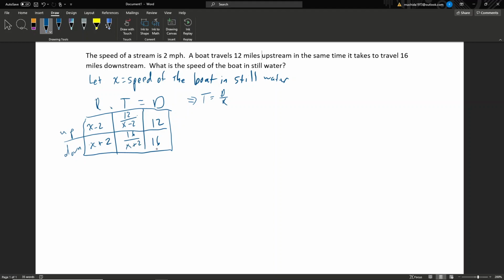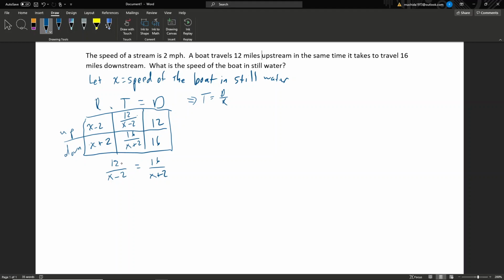And we're told that it takes the same amount of time to travel 12 miles upstream as it takes to go 16 miles downstream. So those two times would be equal to each other. So our equation in this case would simply be 12 over x minus 2 is equal to 16 over x plus 2. So this would be our equation for this problem, and we've got to solve it.